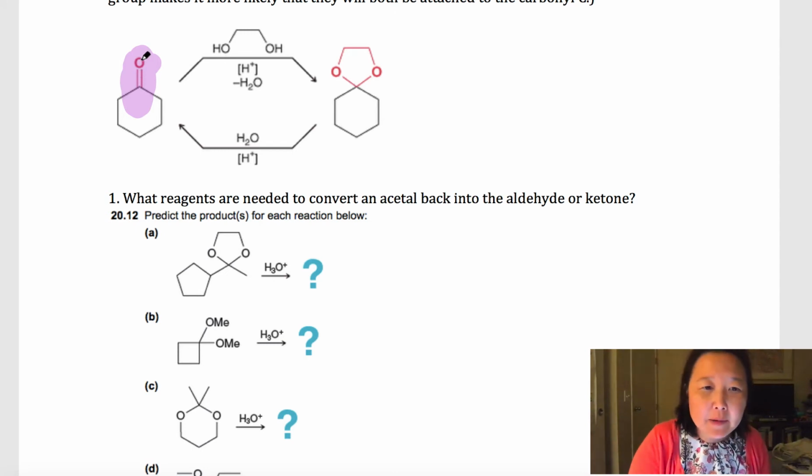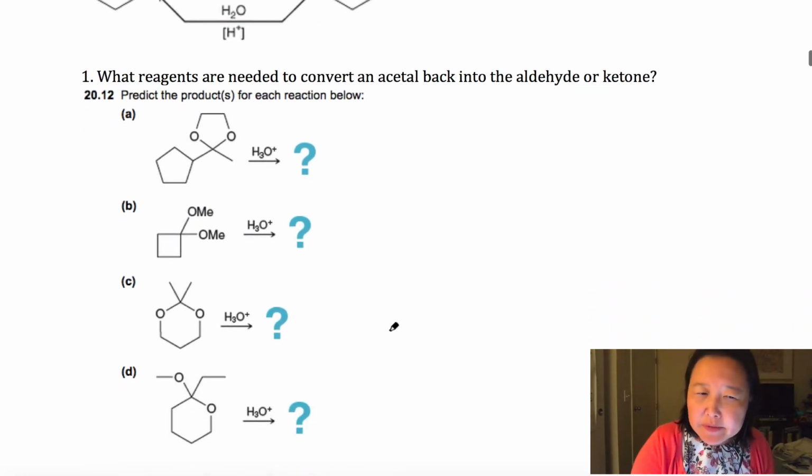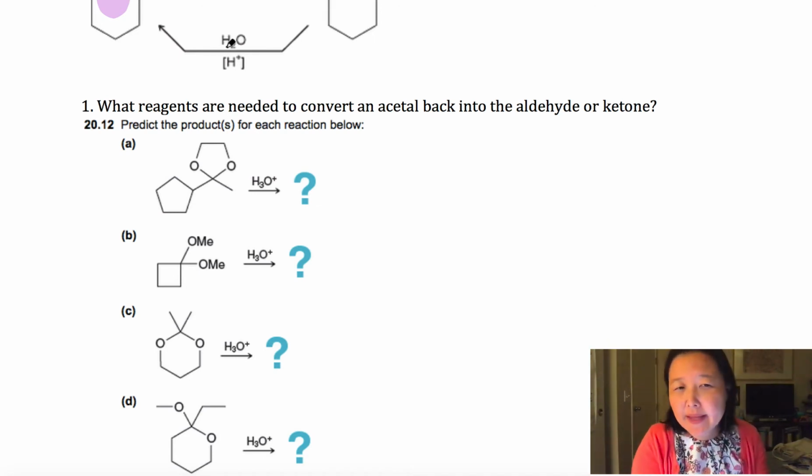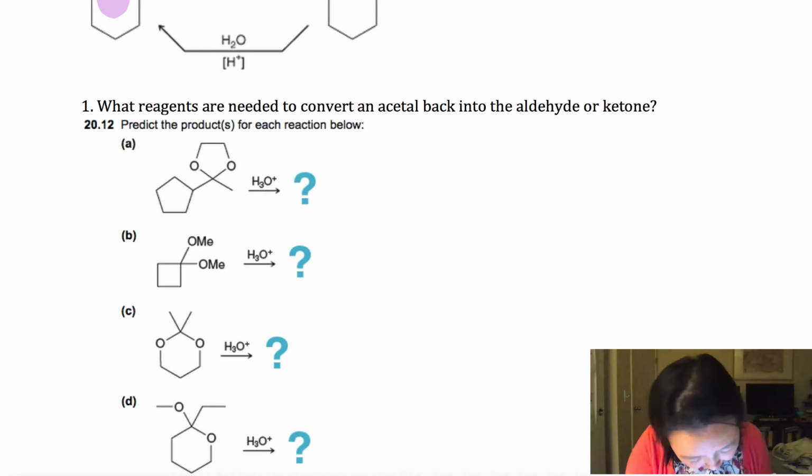So from the carbonyl, we go to the acetal. From the acetal, we go back to the carbonyl. So here are some practice problems from Klein. And we're using H3O plus, which is H plus and water, to convert this to the hydrate and then back to the carbonyl group. So let's do one of these together.